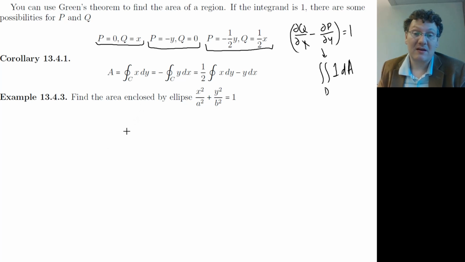So this corollary is just Green's theorem saying the area of some region would be equal to the line integral over C of x dy, or negative the integral of y dx, or 1/2 the line integral over C of x dy minus y dx. So any of those would work.